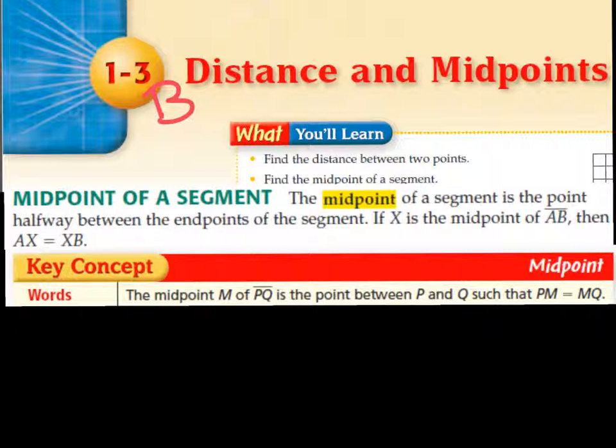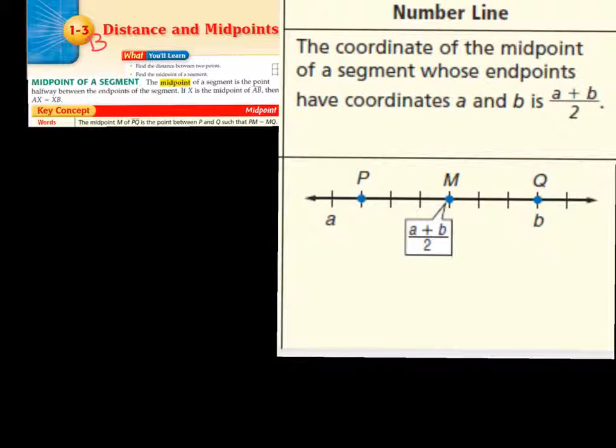And once again, our formulas are a little bit different if they're on the number line or if they're just anywhere on the coordinate plane. On the number line, all we have to do is average the two numbers. So add the coordinate for A and the coordinate for B and divide by 2.